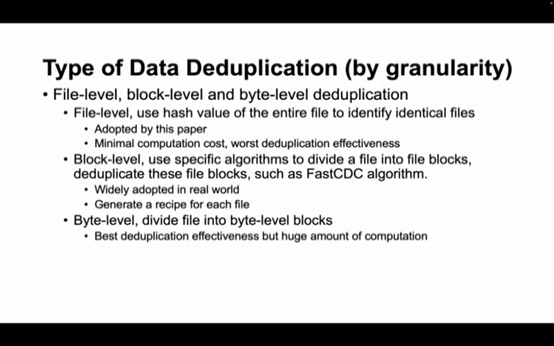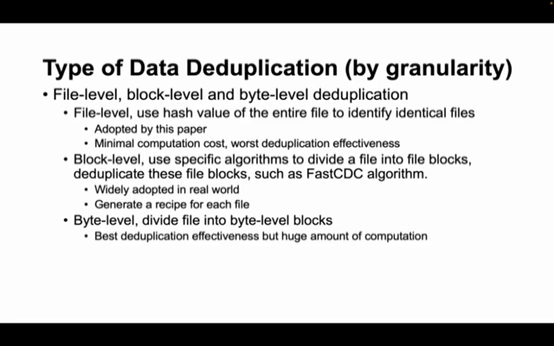File level deduplication usually uses some hash functions to generate a long hash of the entire file. The server identifies identical files by comparing these hash values. It is adopted by this paper. Usually, file level deduplication has minimal cost and the worst deduplication effectiveness compared with block level and byte level deduplication.